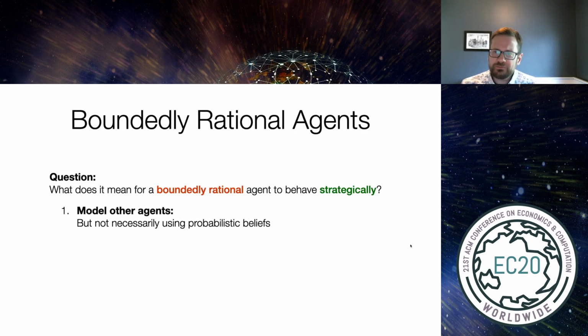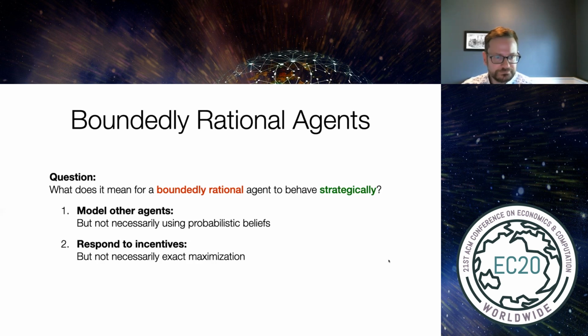So we'll take a first informal stab now, and then we're going to zero in a little bit more on this intuition later in the talk. The first thing that a boundedly rational agent might need to do if it's behaving strategically, I'm going to say, is that they must be modeling the other agents. But we're not going to restrict them now to be using probabilistic beliefs, and we're not going to restrict them to be magically correct, as we often do with perfectly rational agents. And second of all, they must somehow be aware of what's good for them. So they've got to somehow be changing their behavior in response to their incentives. But again, this doesn't necessarily have to be exact maximization. This could be some other thing that's related to that or approximates that.